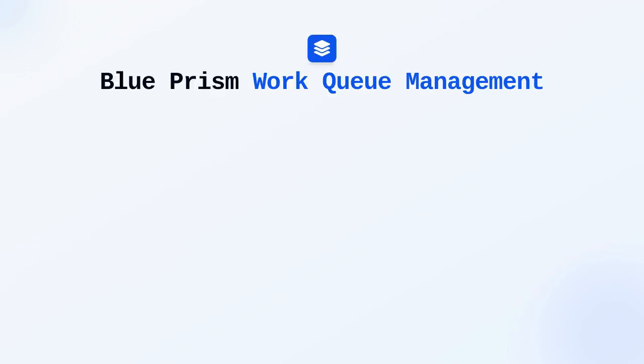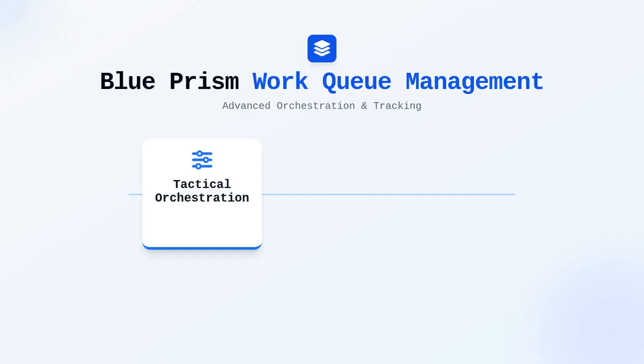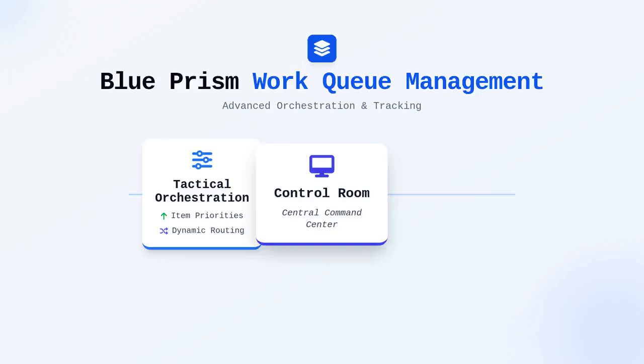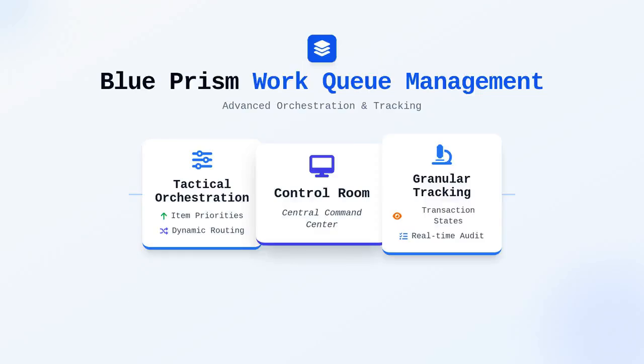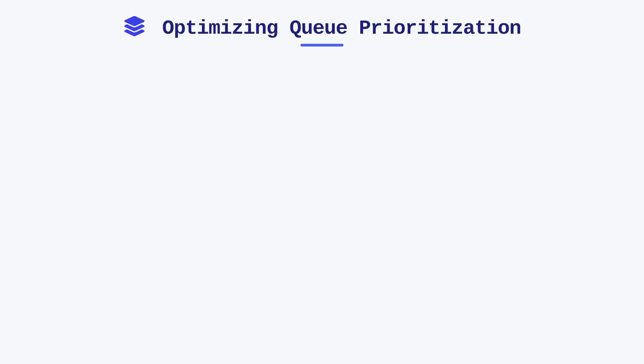Welcome back to our exploration of Blue Prism Work Queue Management. In this lesson, we will focus on the tactical orchestration of item priorities and the granular tracking of transaction states within the control room. When we design automated workflows, we often treat queue items as a first-in, first-out sequence, but real-world business requirements rarely align perfectly with that baseline assumption.